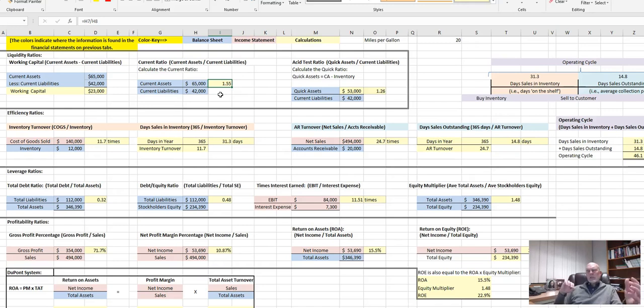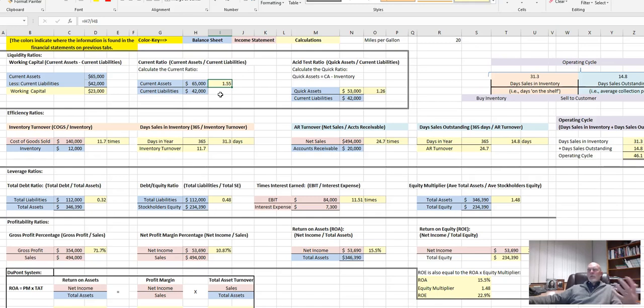So again, we're looking at these assets that are either cash or near cash, and how well positioned are we for paying liabilities that are going to be coming due in the near future.